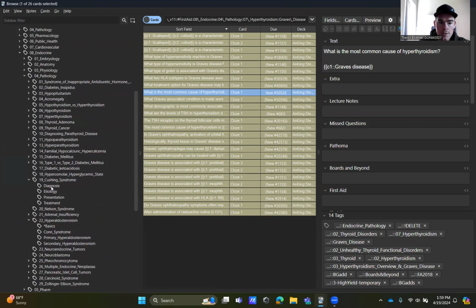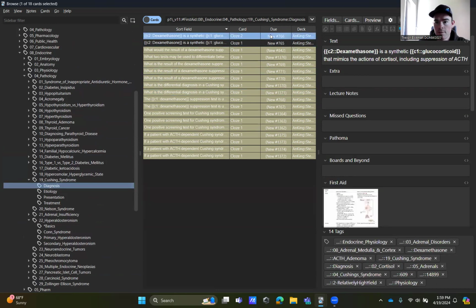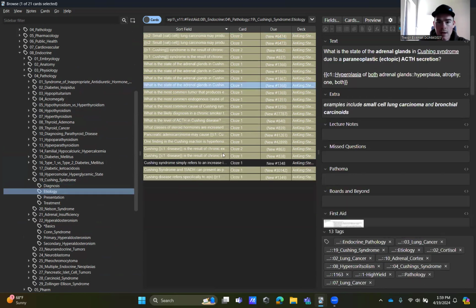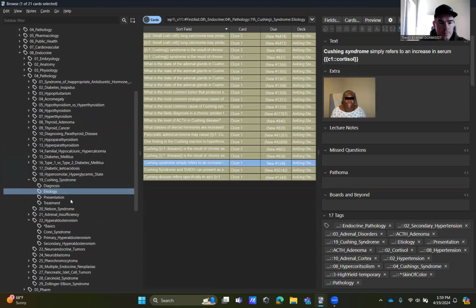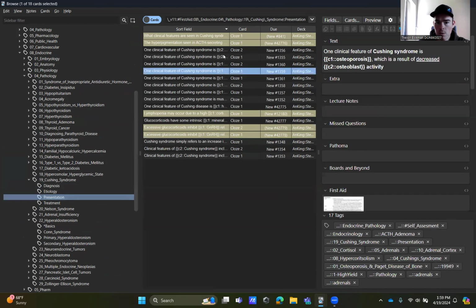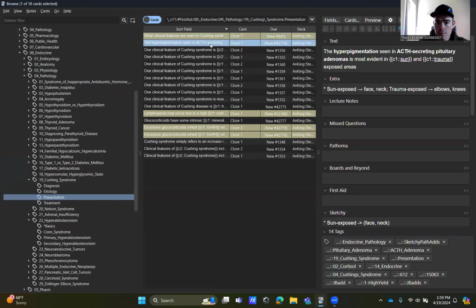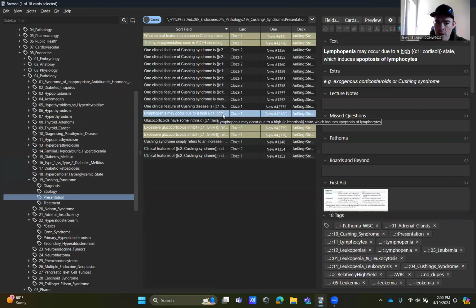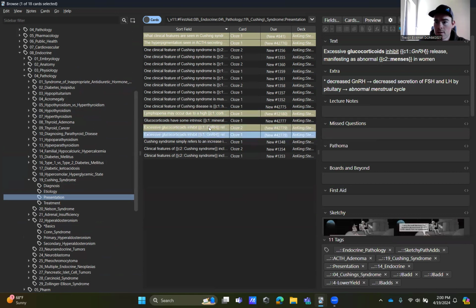We have Cushing syndrome. So diagnosis, I just have the first 2. Etiology, actually we can skip etiology. It's in presentation, which is where it would be. So in presentation, skip the first 2. And then you want all of the rest except for 3 cards, the lymphopenia, and then these ones here. This is just hyper specific, so I didn't really think that was necessary.